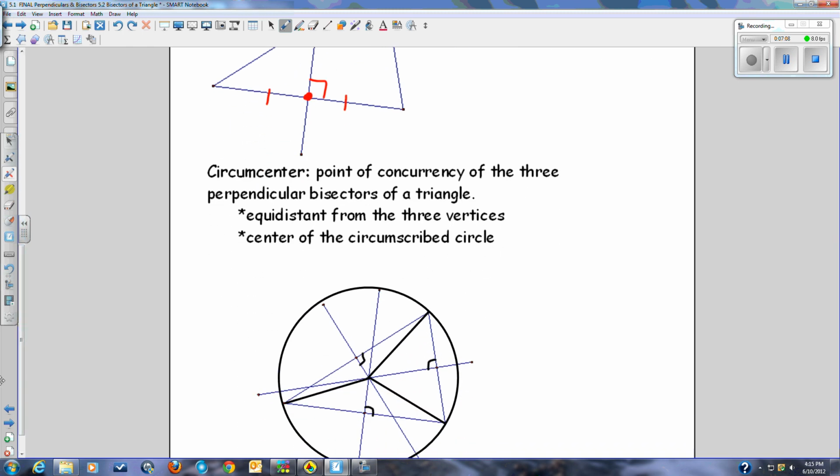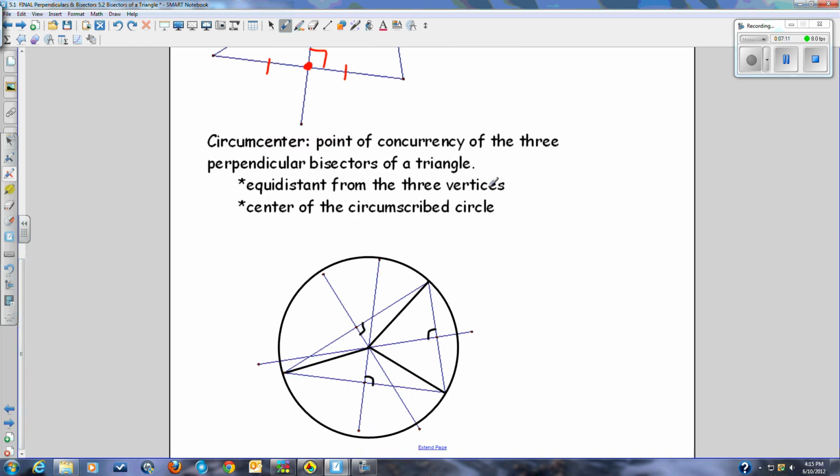The circumcenter, so this is just a lot of vocabulary today with diagrams, is the point of concurrency of the three perpendicular bisectors of a triangle. So in the blue, here are your perpendicular bisectors, the blue lines. There are three sides to a triangle, so there are three perpendicular bisectors. Notice they all form right angles with the sides, and they go through the midpoints of each side of the triangle. Notice all three of those lines meet at one point, which we call the circumcenter.